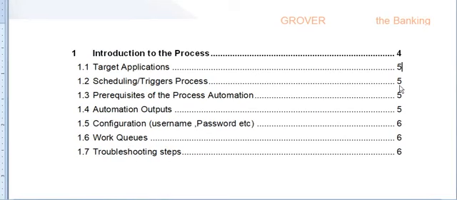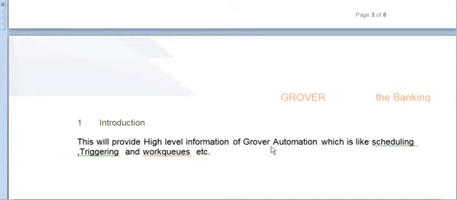The runbook first contains the introduction to the process, how the process will work. What are all the components of this process? For example, this will provide high-level information of the automation, which is like scheduling, triggering, work queues, etc.